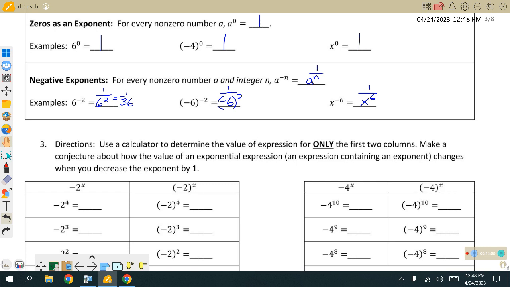When do I have negatives? When do I not have parentheses? When do I have parentheses? This is where math gets frustrating.